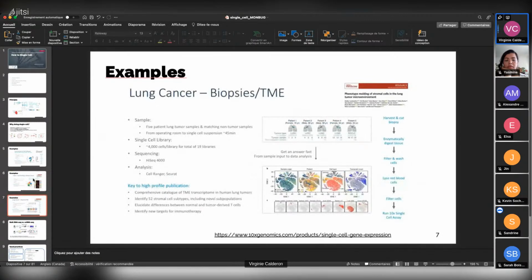And in this last example, in the case of the lung cancer, they wanted to have an overview of all the subtypes identified in the lung cancer. And in this case, it was used to identify new targets for immunotherapy. So again, another way to use single cell data and experiments to develop new things.